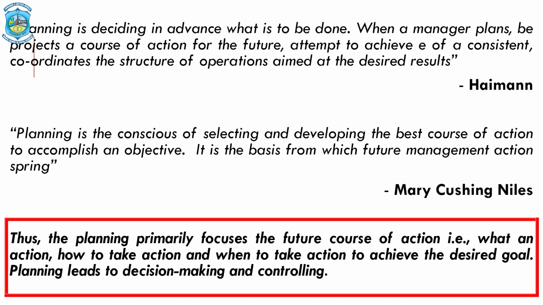The next few definitions are given by Henman and Mary, and all these definitions summarize that planning primarily focuses on the future course of action. That means it is future oriented. What action, how a task is to be done, and how to take a particular action to achieve the desired goals in an organization. And simply it leads to decision making and controlling in an organization. How? Because with the help of these strategies, these plans, you will be able to take certain decisions, and you will be able to control, monitor, administer whether these goals have been achieved as per the plans or not. So it helps in controlling activity also.